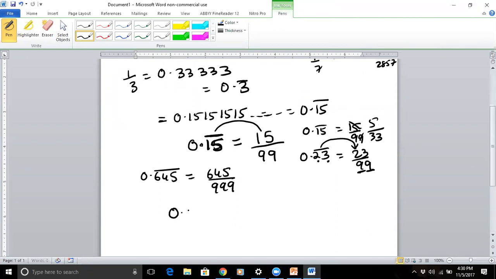Now, what if I give you 0.23, with the bar on 3? What if I vary the positioning of the bar? What would be the fractional equivalent of 0.23 with the bar on 3?